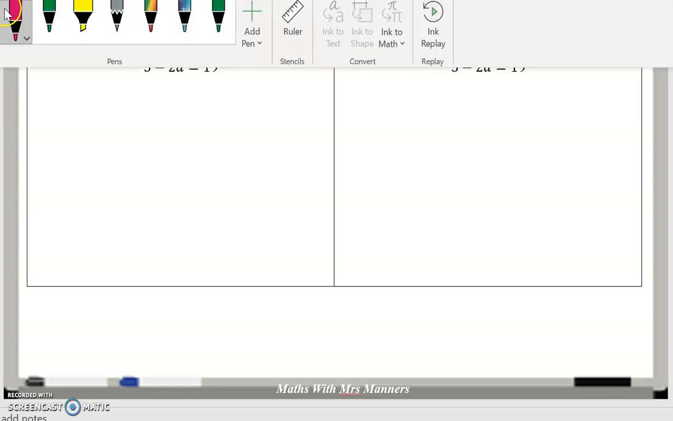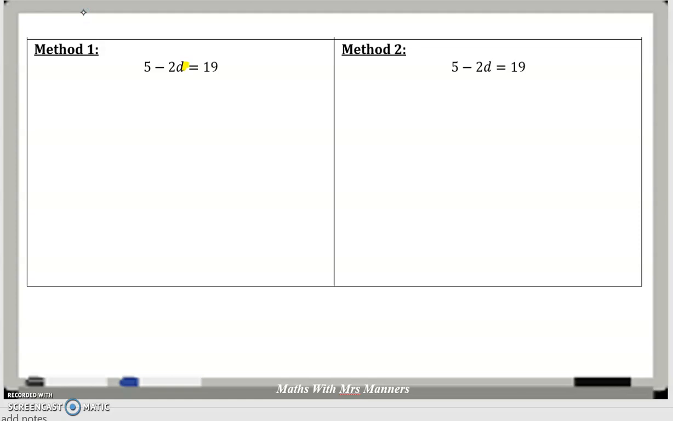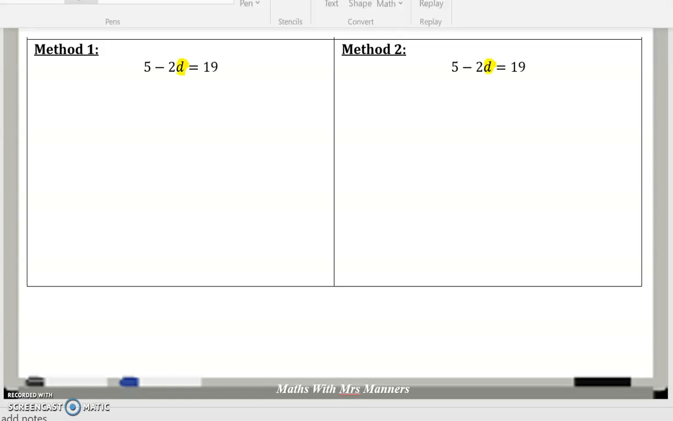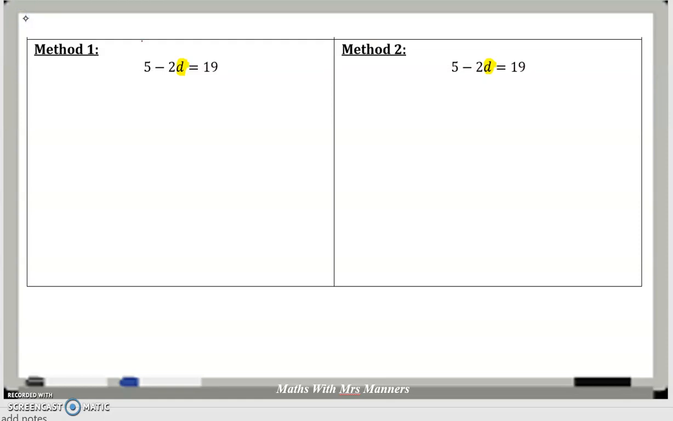So remember our goal when we're solving equations: we're trying to solve for this pronumeral here. That means in our way is the 5, or really it's a positive 5 because there's no sign at the front, and also this minus 2, which is joined to the d, the pronumeral, by a multiplication sign.